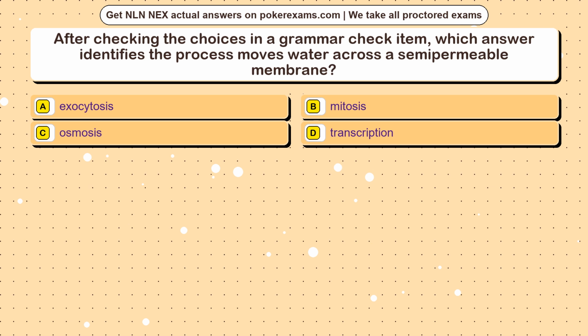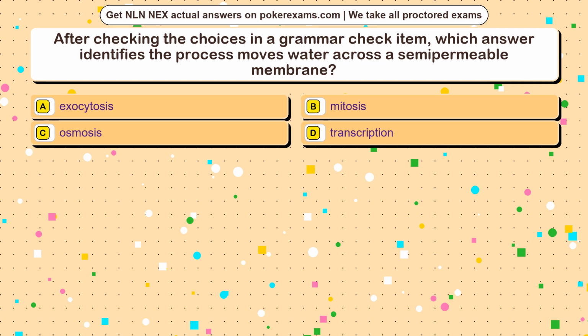Question 3. After checking the choices in a grammar check item, which answer identifies the process that moves water across a semi-permeable membrane? Option A, exocytosis. Option B, mitosis. Option C, osmosis. Option D, transcription.